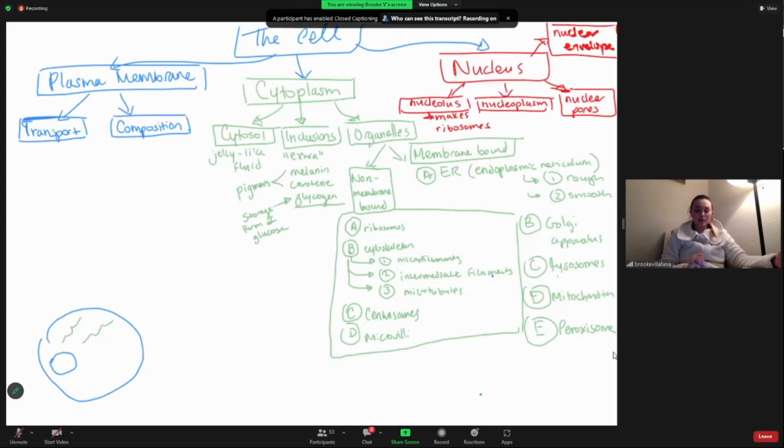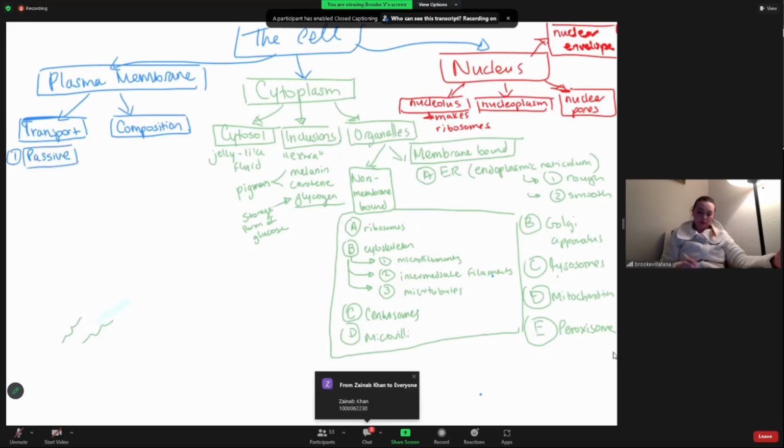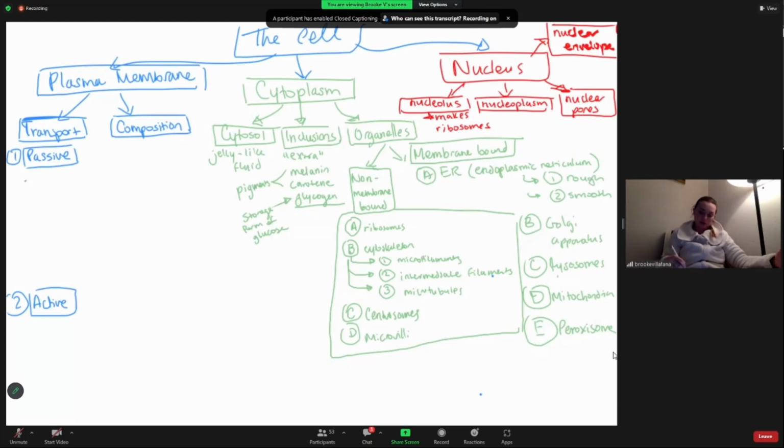So if we're talking about transport versus composition, right? Those are the two kinds of things we're looking at in the plasma membrane. When it comes to transport, we're going to look at passive transport across the plasma membrane. And then we're also going to be looking at active transport across the plasma membrane. So passive transport can be subcategorized into osmosis and then dialysis.